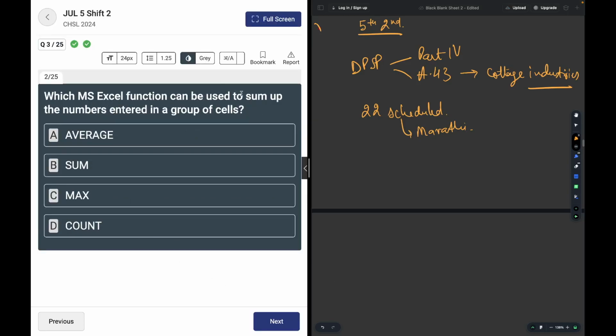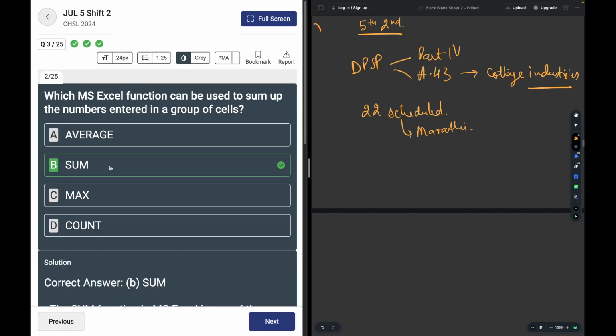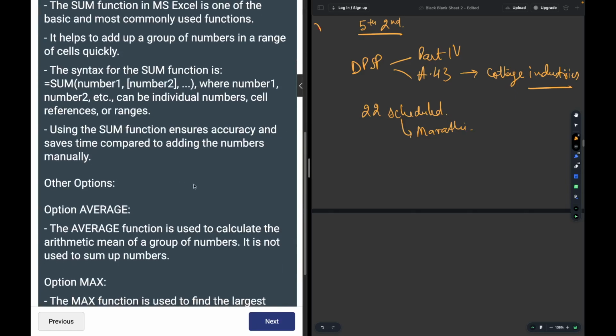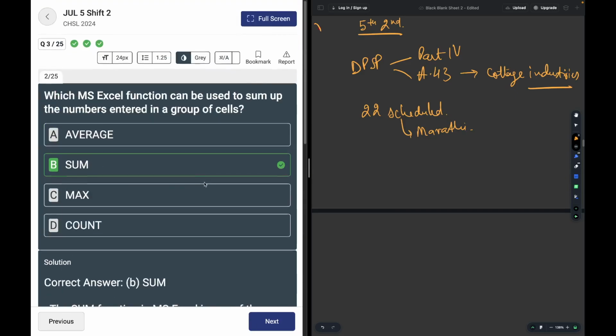Which MS Excel function can be used to numbers entered in a group of cells? So average says average of all the numbers. Okay, total sum of the numbers divided by number of the entries. Sum is simple sum. Max is the max of them. Count is the number of entries, just the number of entries. So sum is the answer. Moving on.